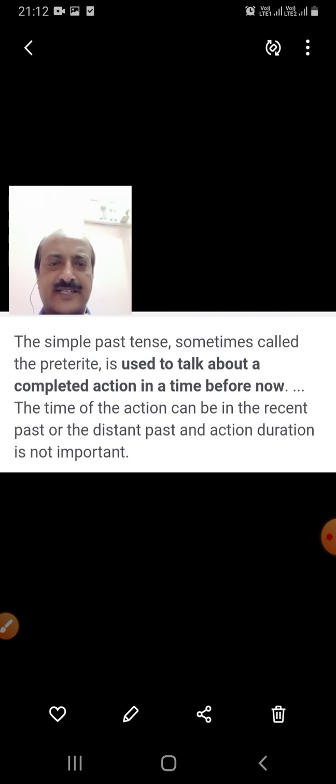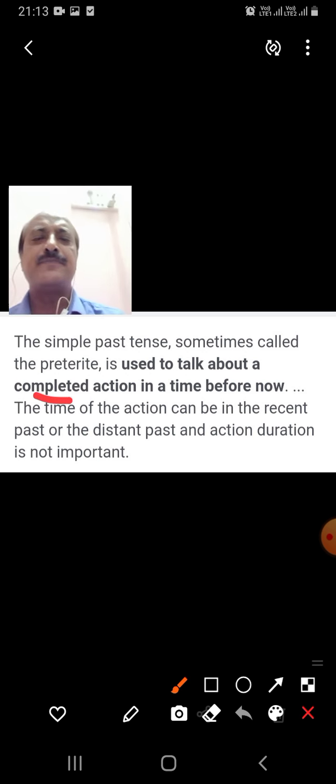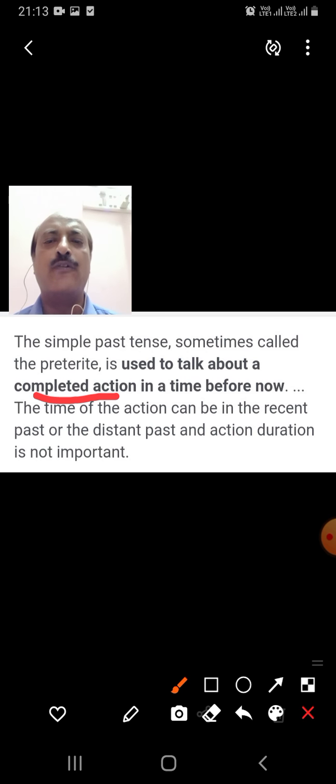The simple past tense, sometimes called the preterite, is used to talk about a completed action. Completed action means the action which is over, which has been completed in a time before now. It can be 1 hour before, or 1 day, 1 week, 1 month, or 1 year before also. The time of the action can be in the recent past, which means just now, or the distant past, which means a long time before.